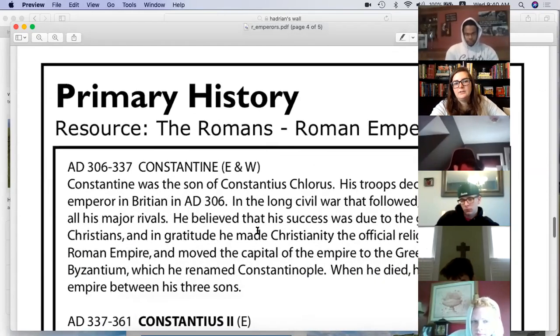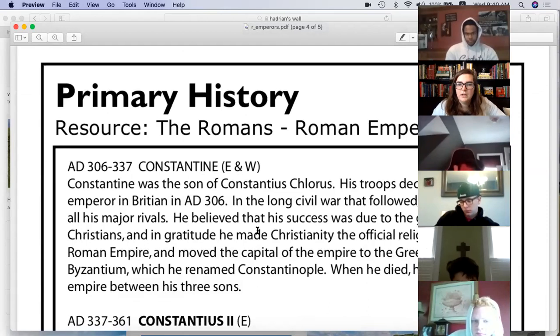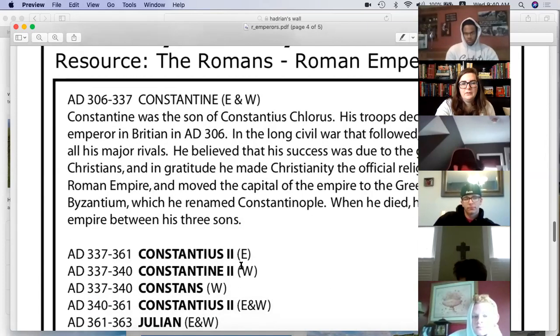This is your big guy, Constantine. You know him. His troops declared him emperor in Britain in 306 AD. In the long civil war that followed, he defeated all his major rivals. He believed that his success was due to the God of the Christians, and in gratitude, he made Christianity the official religion in the Roman Empire and moved the capital of the empire to the Greek city of Byzantium, which he renamed Constantinople. When he died, he divided the empire between his 3 sons.